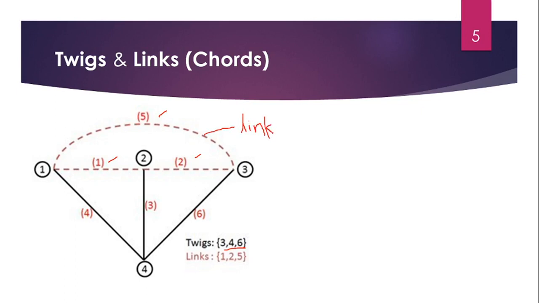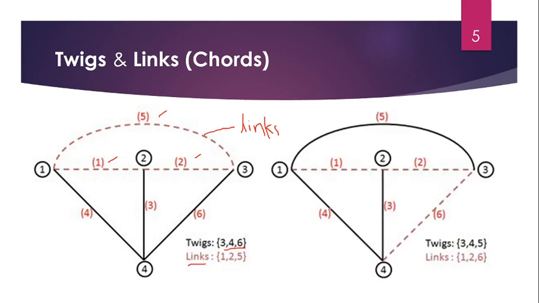You can take any tree and you will find that there are some branches which are not part of that tree, known as links, and the branches which are part of that tree are known as your twigs. So here the branches 3, 4, 6 make a tree, the solid black line here. So twigs are 3, 4, 6. And the branches which are not part of this tree are 1, 2 and 5. So these branches are links.